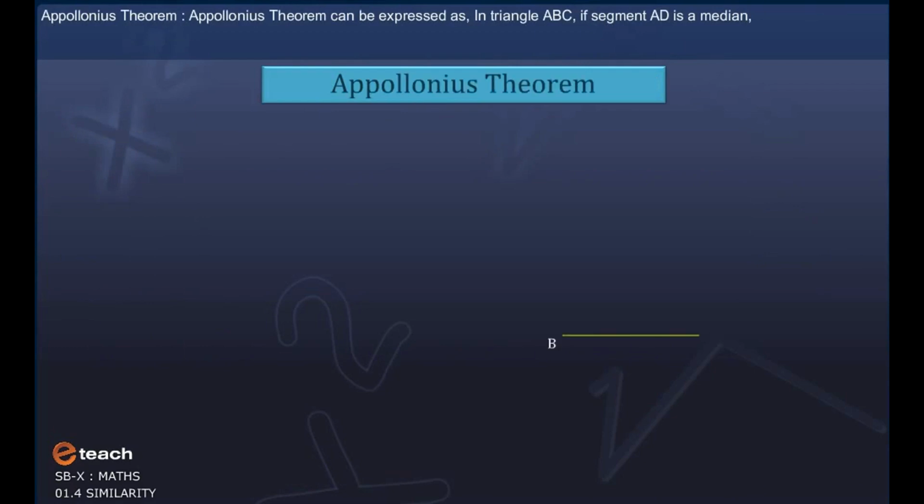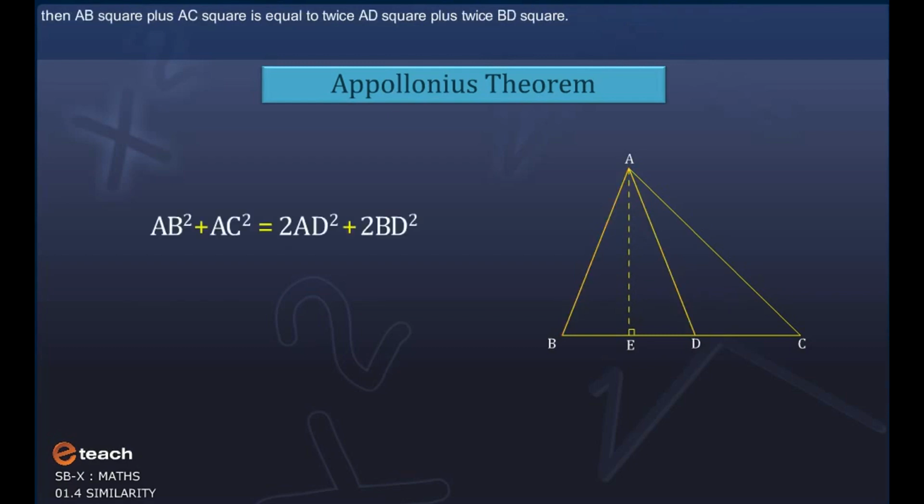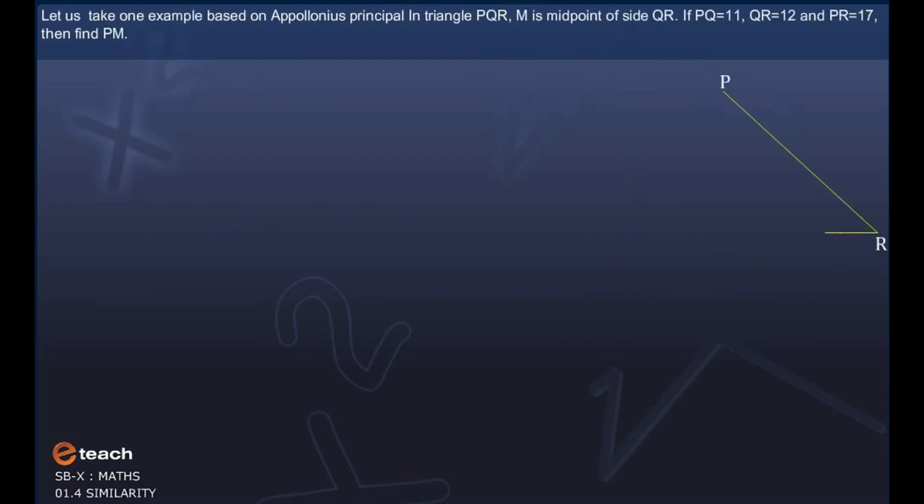Apollonius theorem. Apollonius theorem can be expressed as in triangle ABC, if segment AD is a median, then AB square plus AC square is equal to twice AD square plus twice BD square. Now let us take one example based on Apollonius principle. In triangle PQR, M is the midpoint of side QR. If PQ is equal to 11, QR is equal to 12 and PR is equal to 17, then find PM.